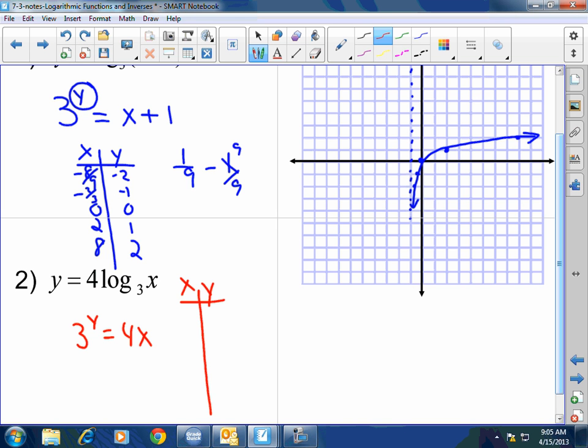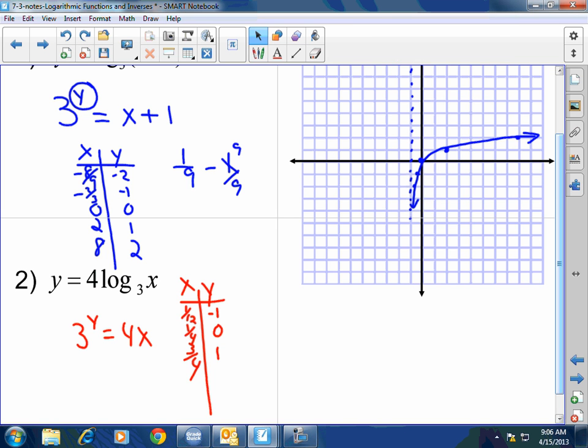And you're going to choose values of y. So like you had asked me, let's do negative 1, 0, and 1. That's fine. I accept that. So 3 to the negative 1, that's 1/3 divided by 4. That's 1/12. 0, you got 1 divided by 4, 1/4. 1, 3, 3/4.